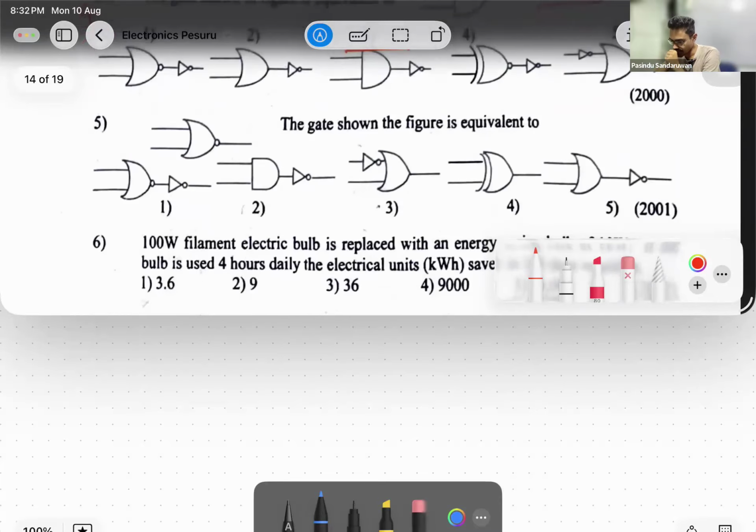5. The gate shown in the figure is equivalent to. What is given here is a NOR gate. NOR means not OR, a NOT gate in front of an OR gate. Then there is 5.